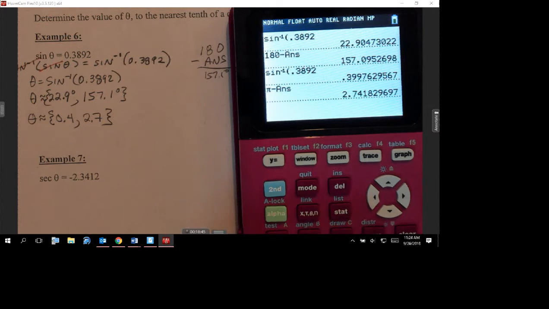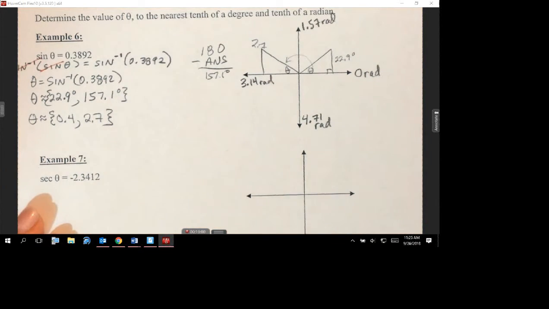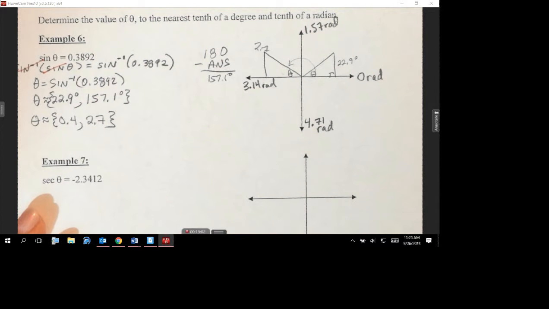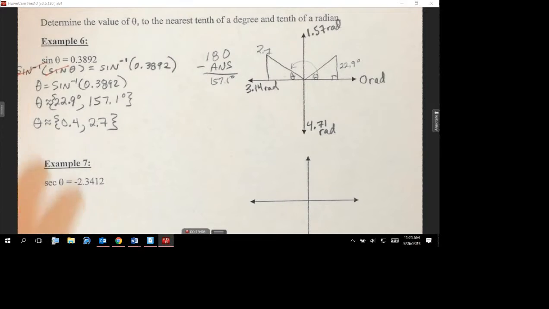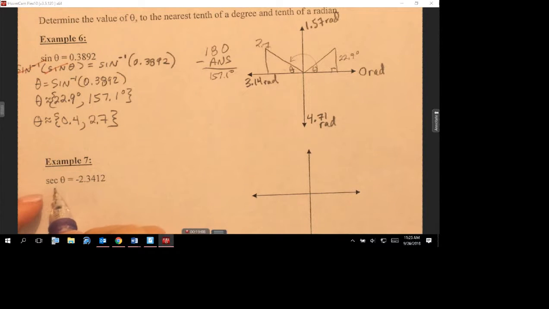All right, how about the next one? Example 7, secant. Do we have a secant inverse button? No. We can't do secant inverse. So this is what my brain's thinking. Secant is equal to what? 1 over cosine. So my brain is thinking this is the same thing as 1 over cosine theta.